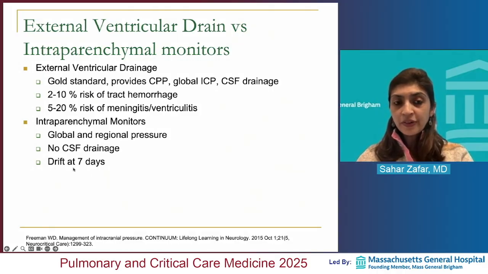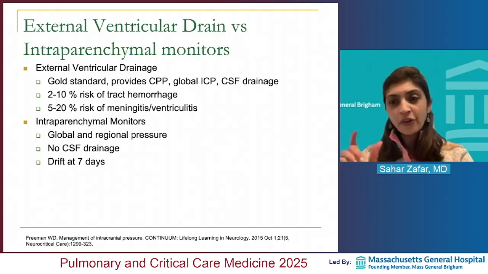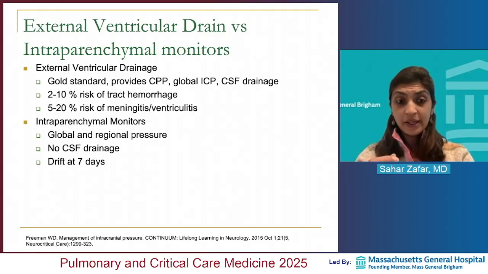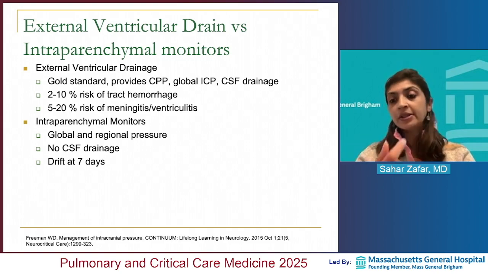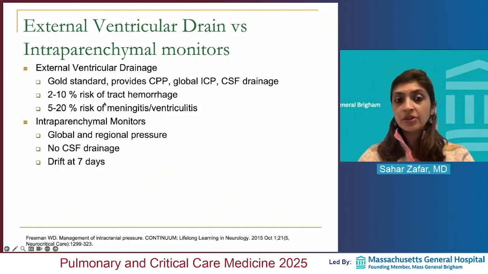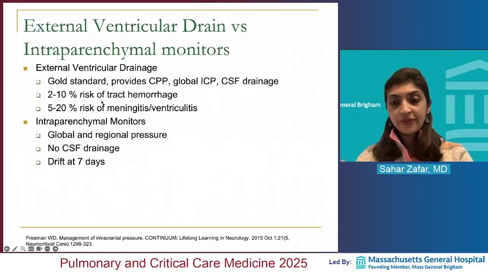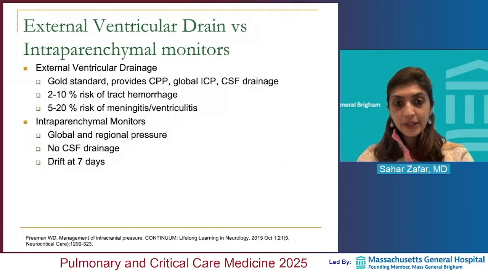Another disadvantage of intraparenchymal monitors is that they have a drift, so they lose their calibration after about 5 to 7 days, and they can't be recalibrated. So if you need monitoring beyond that time frame, you either have to reinsert a monitor or use an external ventricular drain that doesn't have that disadvantage of losing its calibration.